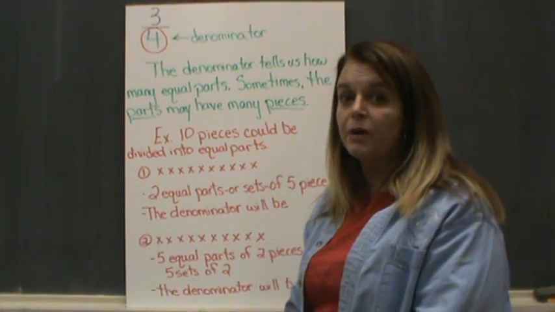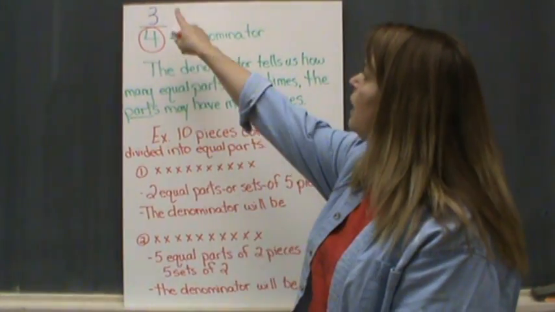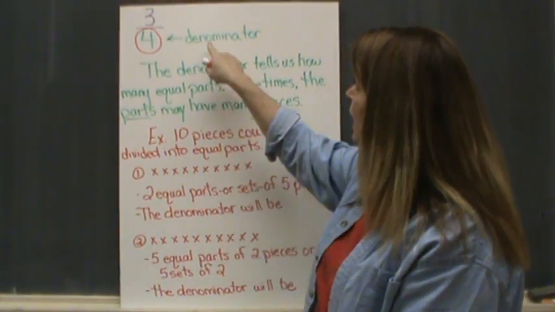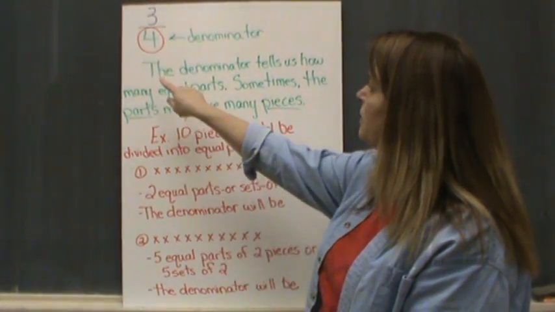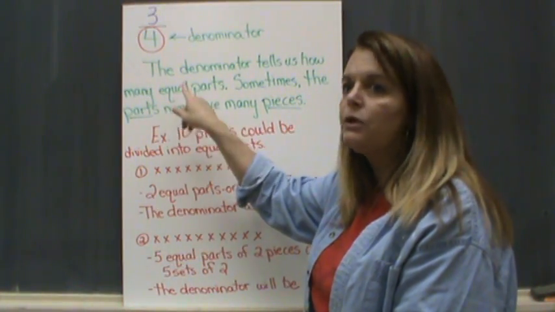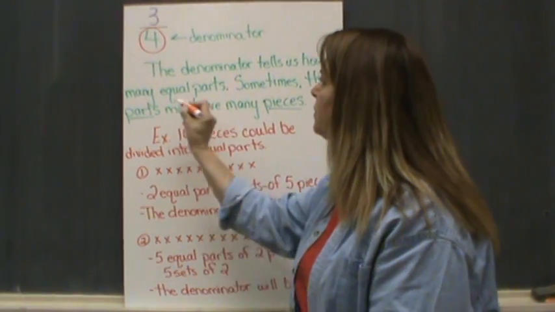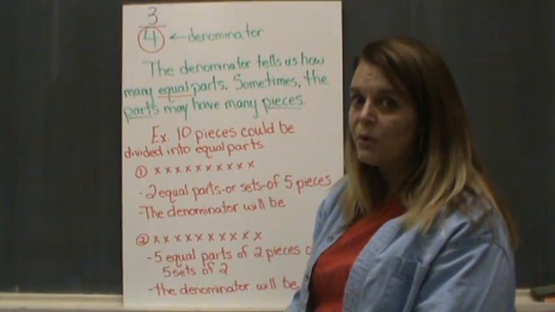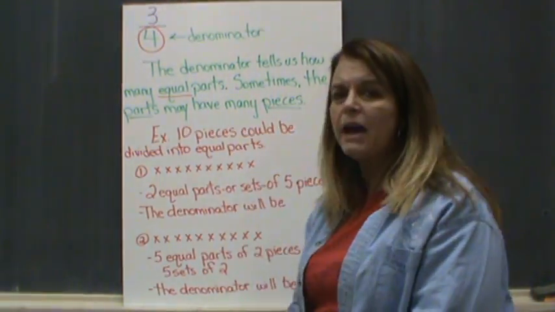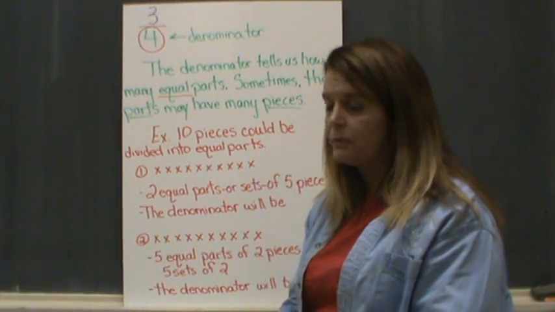So let's do a little practice with the denominator. Again, my denominator is the number on the bottom. I have it labeled. And we remember the denominator tells us how many equal parts. There's that word again. It's very important. Sometimes the parts may have many pieces in them though.